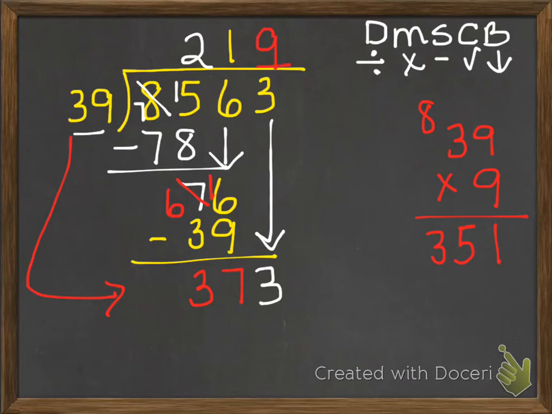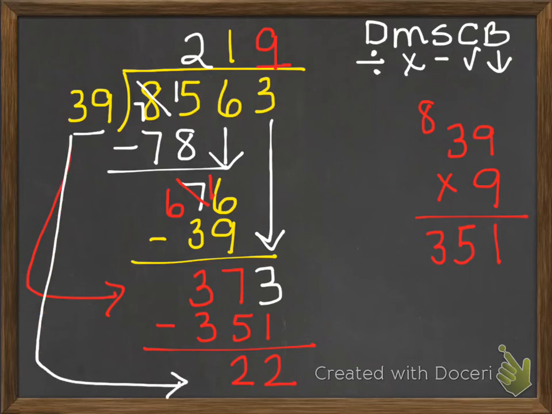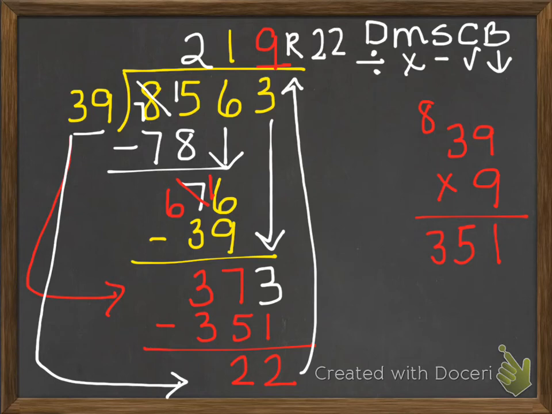Now, 9 times 39 is 351. I subtract. 3 minus 1 is 2. 7 minus 5 is 2. And check. This is where it's also very important. 39 is definitely greater than 22. There is nothing else to bring down, so this is your remainder of 22.